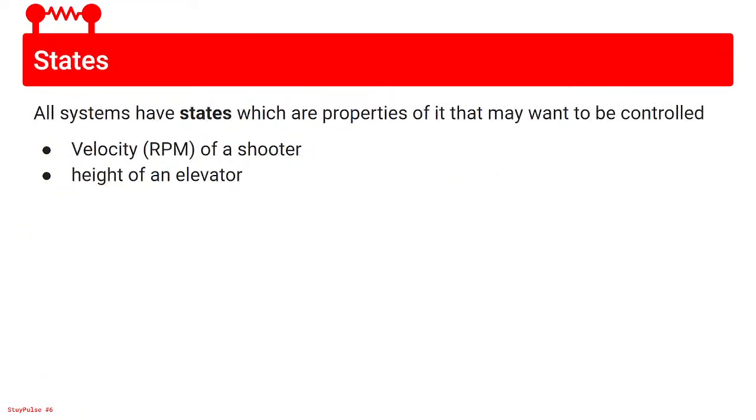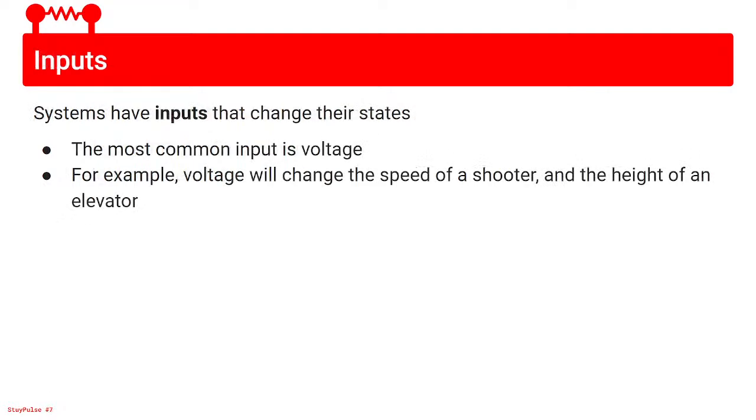So, system state. Every system has a state, and it's just the properties that you are trying to control from it, or that will be beneficial for helping you control it. So this would be the velocity of a shooter and the height of an elevator, right? You don't really care about the speed of an elevator. You just care that it gets to the height that you want it to. And you don't care what rotation or angle a shooter wheel is at, because it doesn't matter. You want it to just be spinning and constantly changing position.